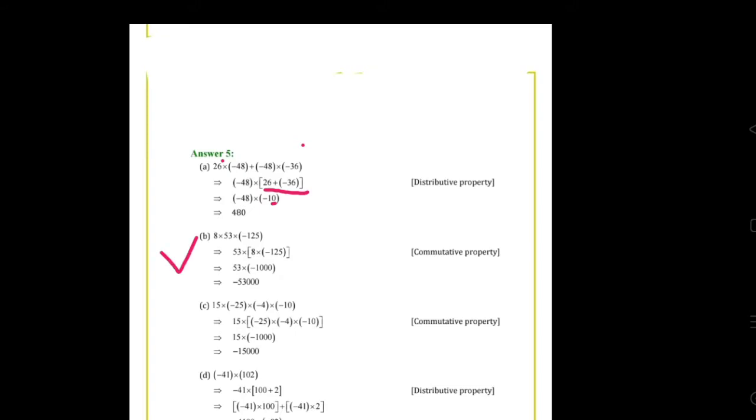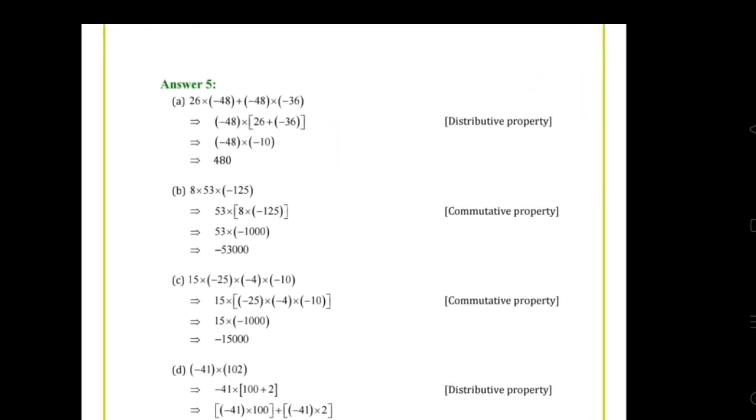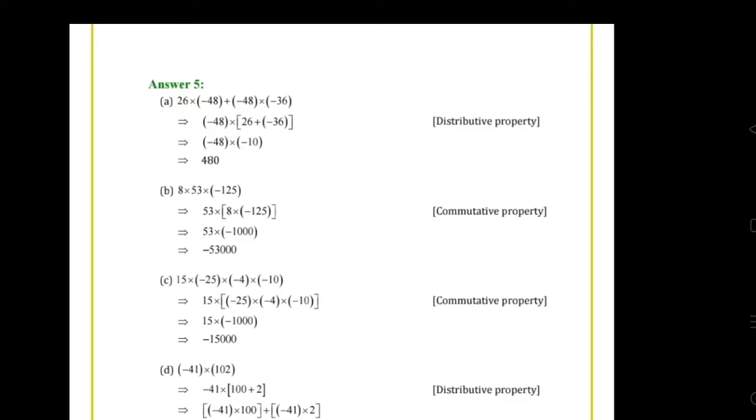Now next, second number, 8 × 53 × (-125). So first here we apply the commutative property. So 53 × (8 × (-125)). So it becomes -1000, and then after it is multiplied by 53. So it becomes -53,000.